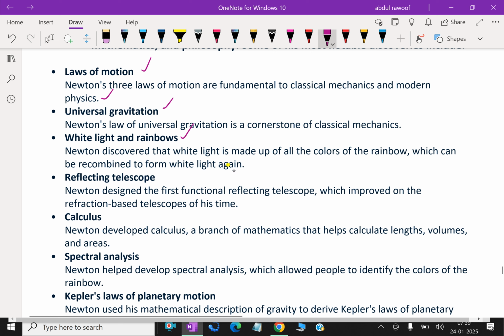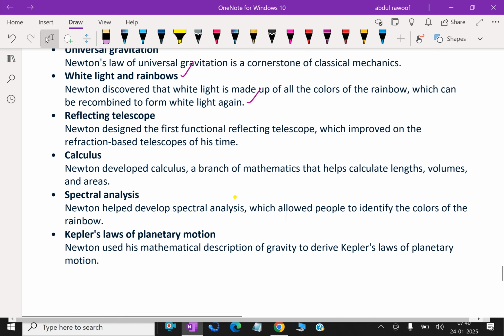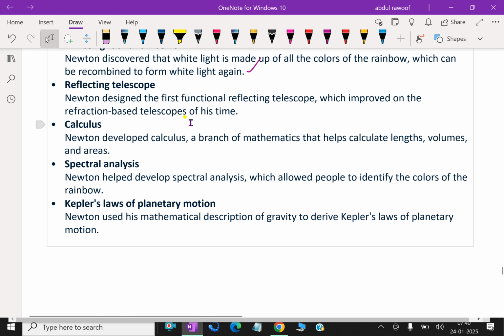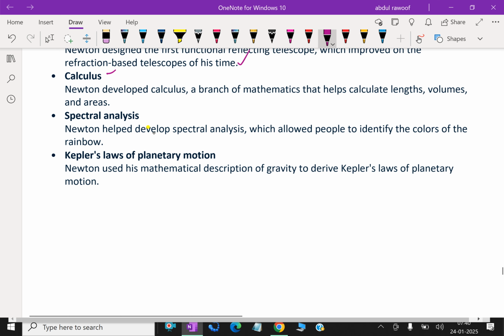White light and rainbow. Newton discovered that white light is made up of all the colors of the rainbow, which can be recombined to form white light again. Reflecting telescope. Newton designed the first functional reflecting telescope, which improved on the refraction-based telescopes of his time. Calculus. Newton developed calculus, a branch of mathematics that helps calculate length, volume, and areas, even in irregular figures. Spectral analysis. Newton helped develop spectral analysis, which allowed people to identify the colors of the rainbow. Kepler's laws of planetary motion. Newton used his mathematical description of gravity to derive Kepler's laws of planetary motion.